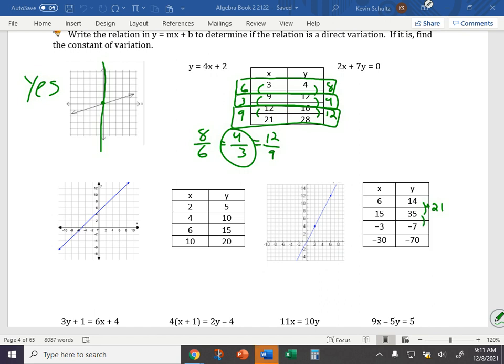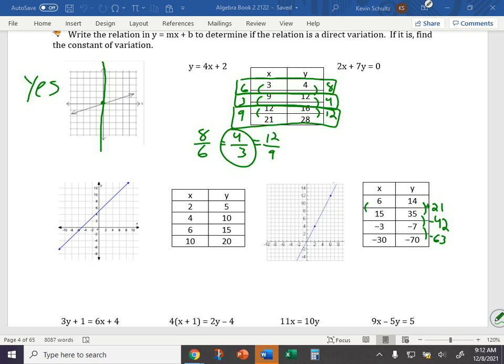What's the change from 35 to negative 7? Negative 42. Okay. And what's the change from negative 7 to negative 70? Negative 63. All right. So we can't make a determination yet. We have to compare to what we get for the change in x.